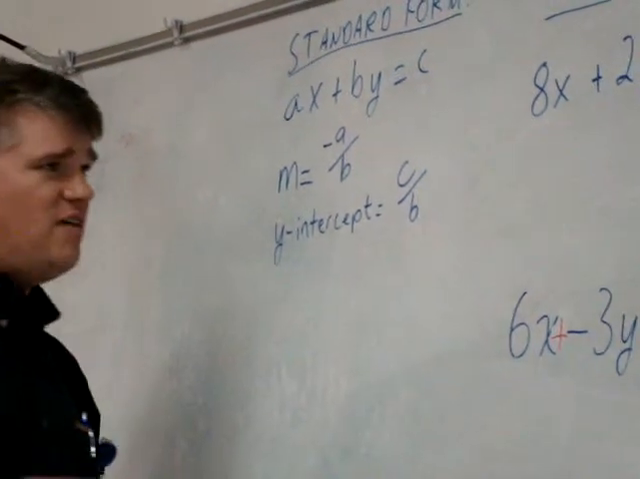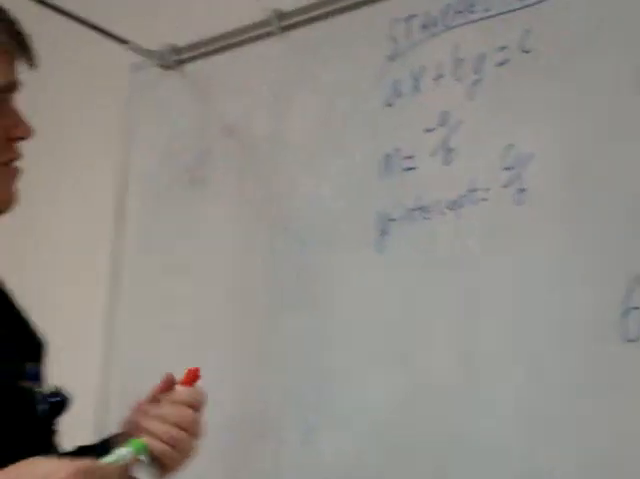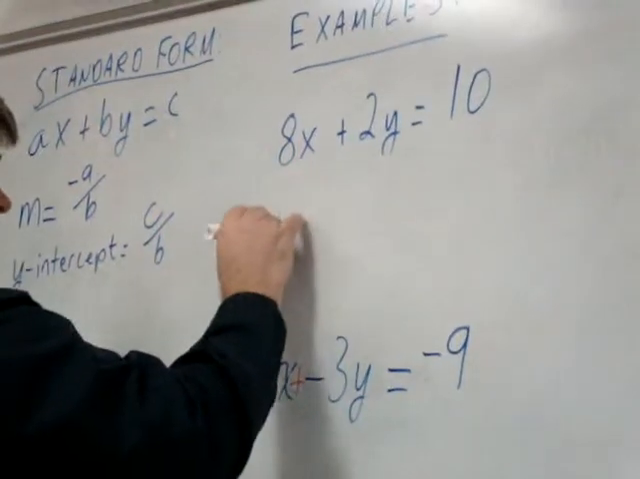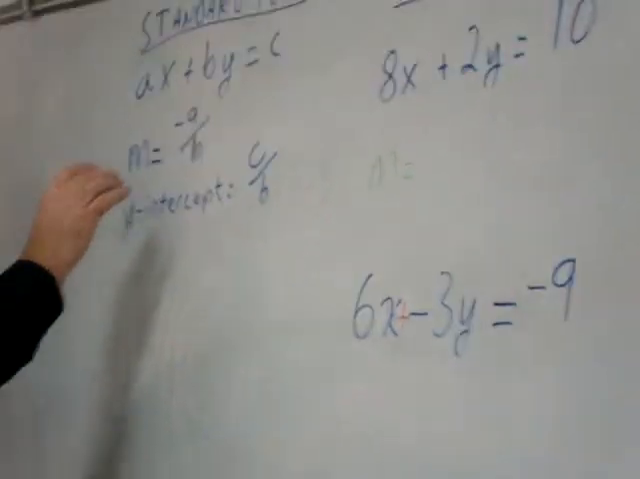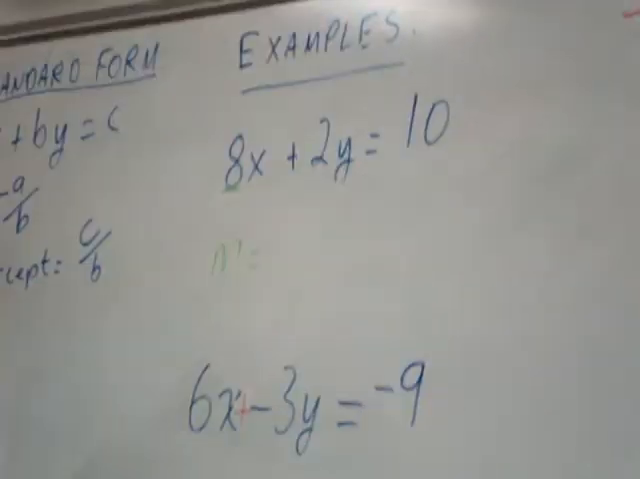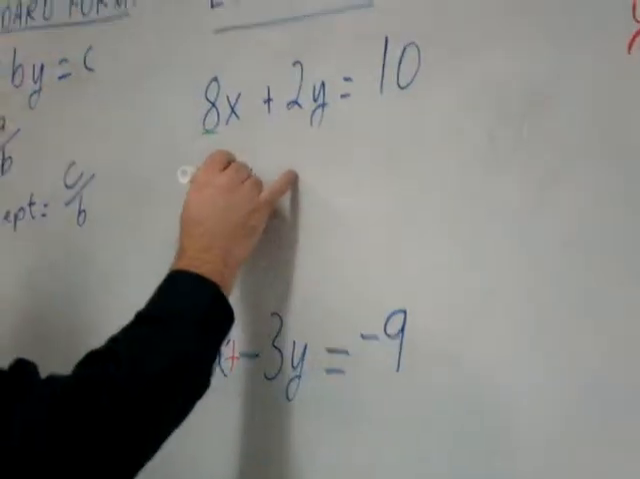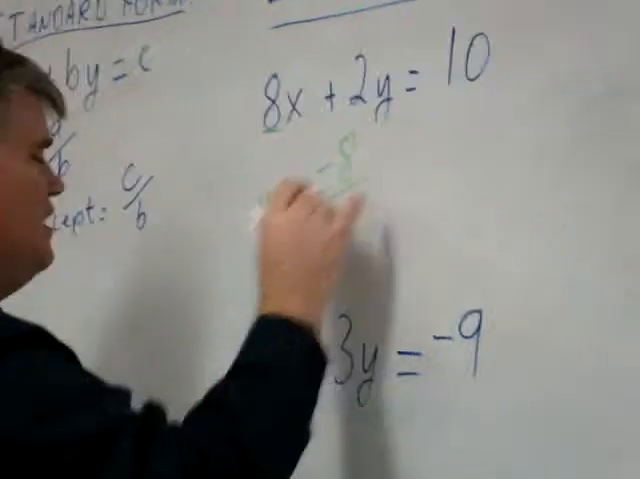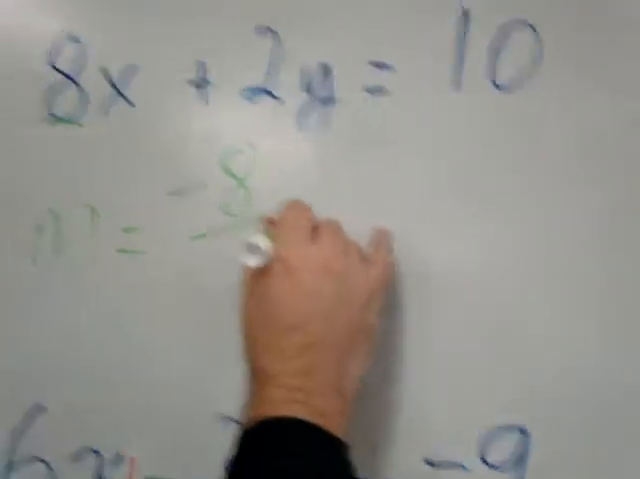Let's say I need to find the slope of 8x plus 2y equals 10. So m equals slope, I need to find the coefficient of x. In this case, it's a. The coefficient of x is 8, but I need to negate it. So instead of having a positive 8, I have a negative 8. And I need to divide it by the coefficient of y, which in this case is a 2. So I'm going to divide by 2.